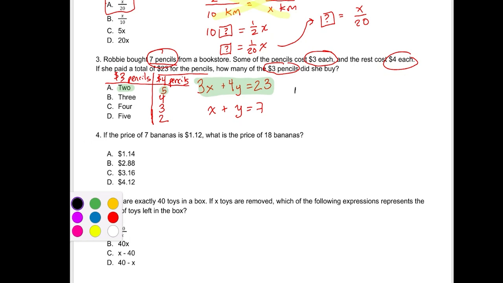So for choice A, we've got 2 $3 pencils and 5 $4 pencils. And if I do 3 times 2 plus 4 times 5, this is something you'd want to do in the calculator, you get 26. Now, that's not what we're looking for. We want the total cost to be $23. So it's not going to be A.